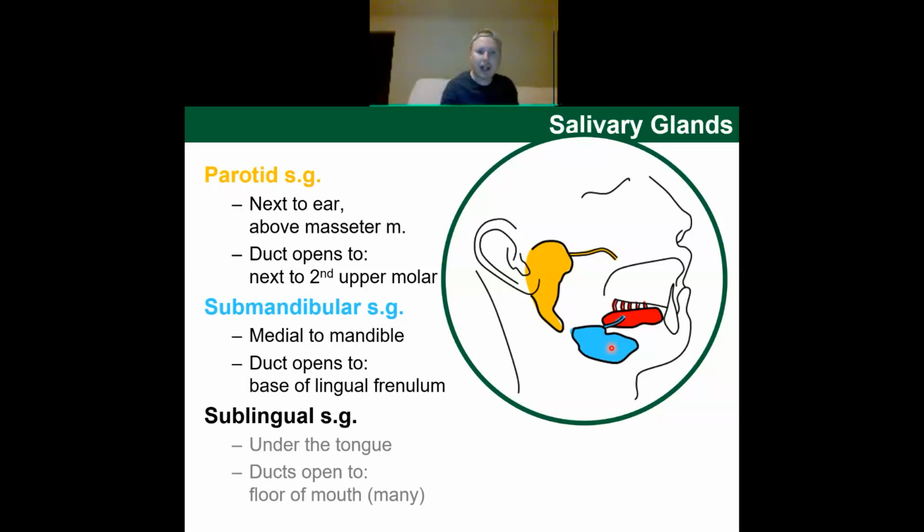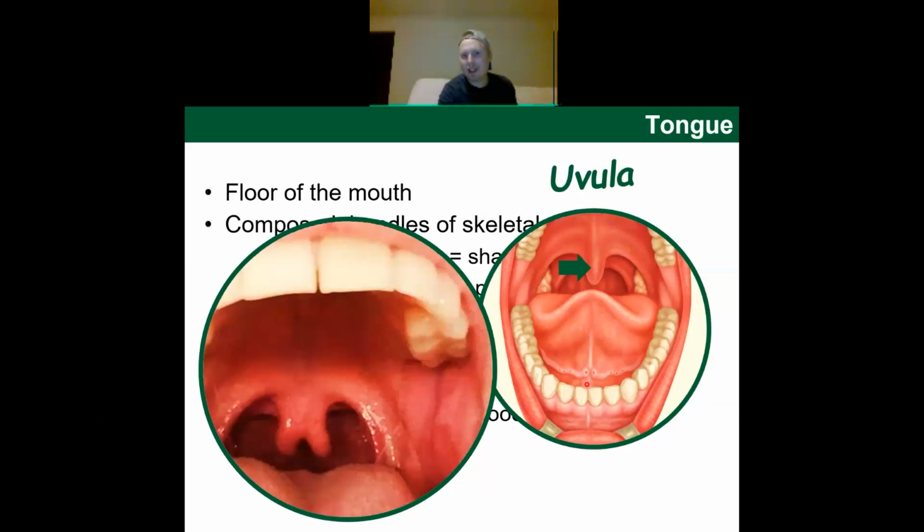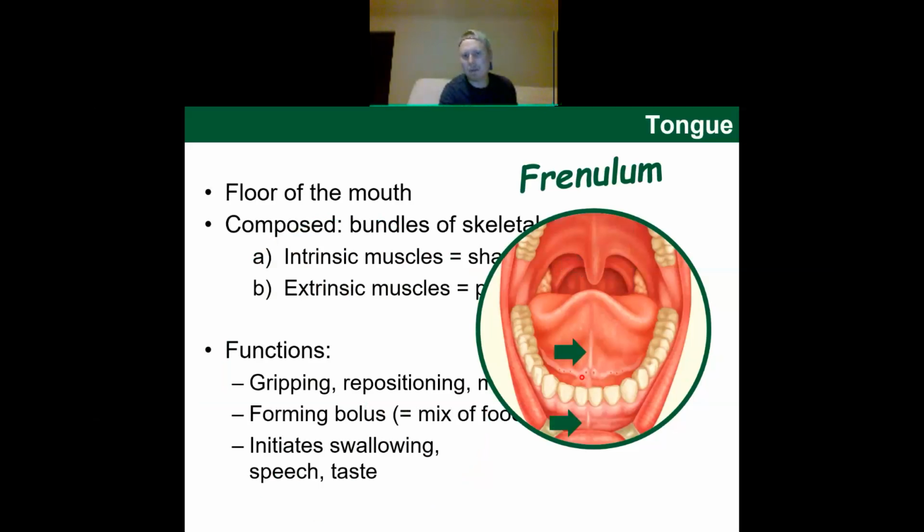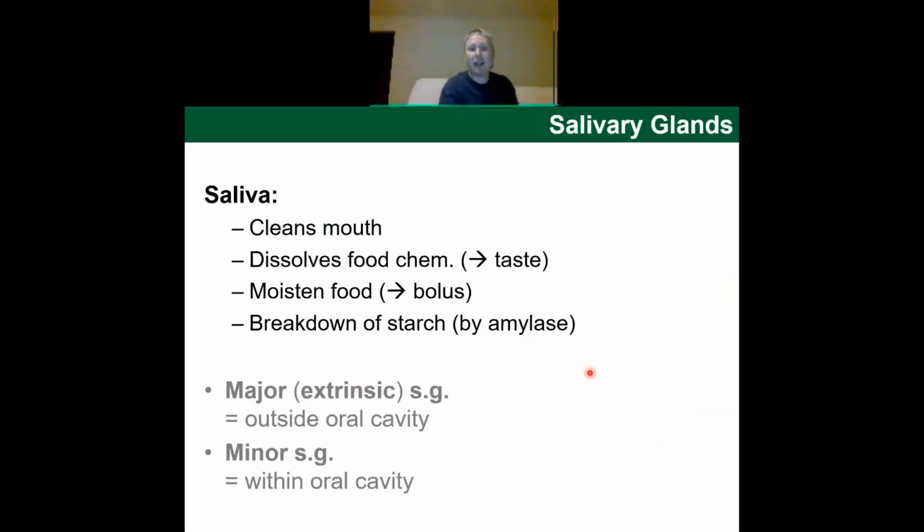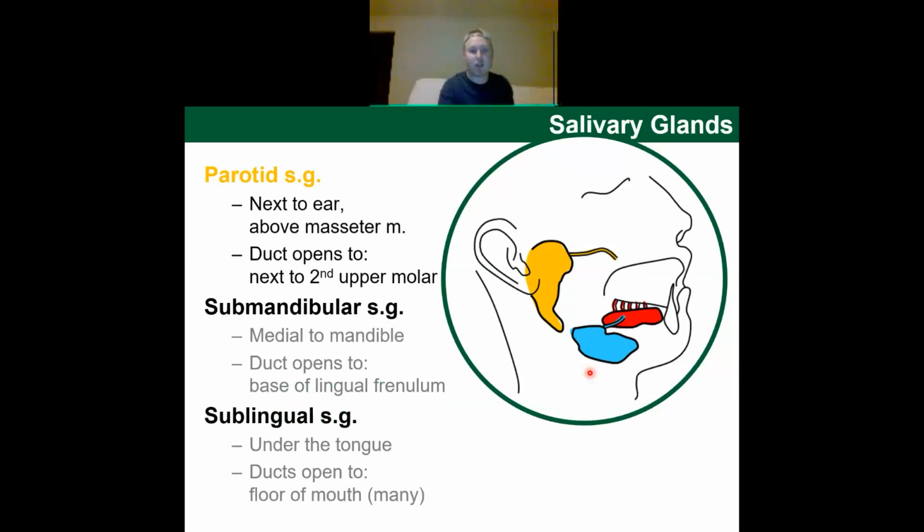You'll notice that they have a duct that opens at the base of the lingual frenulum. And we just saw that here. These openings here at the base of the lingual frenulum. These are where our submandibular salivary gland ducts open up. So this is why we learn some terms, because we use them as landmarks for then finding other structures.